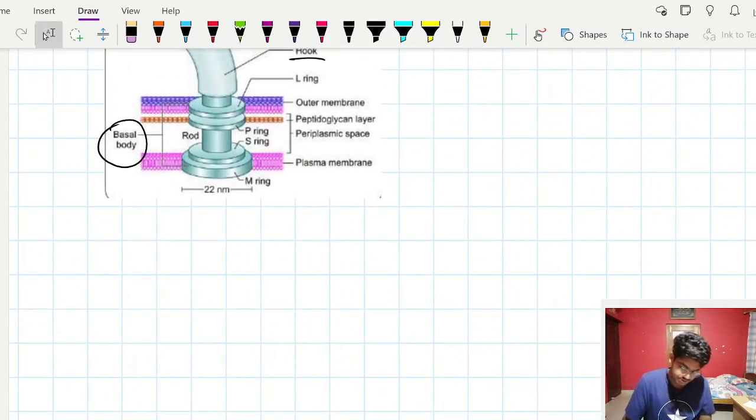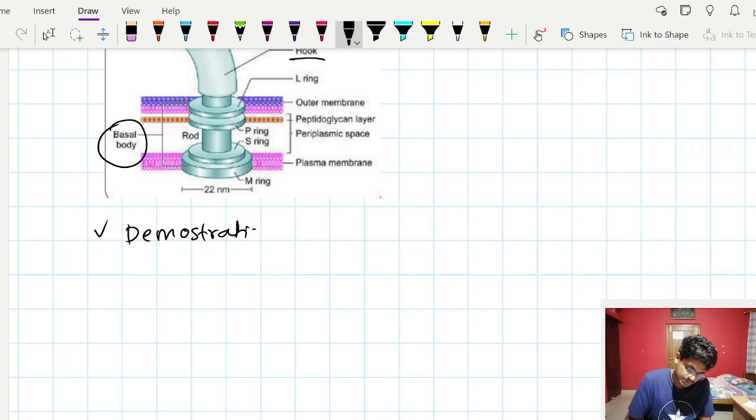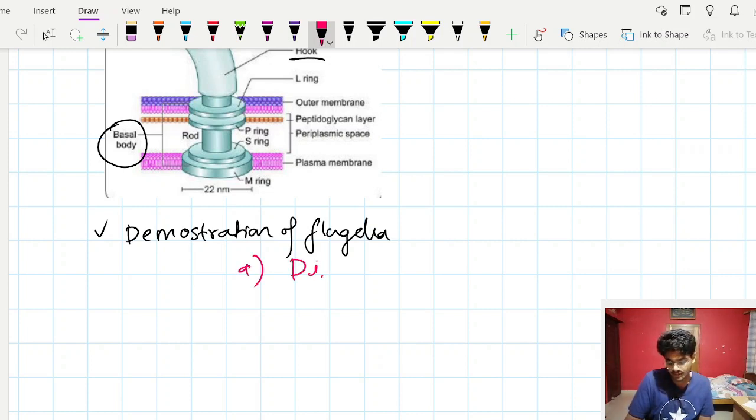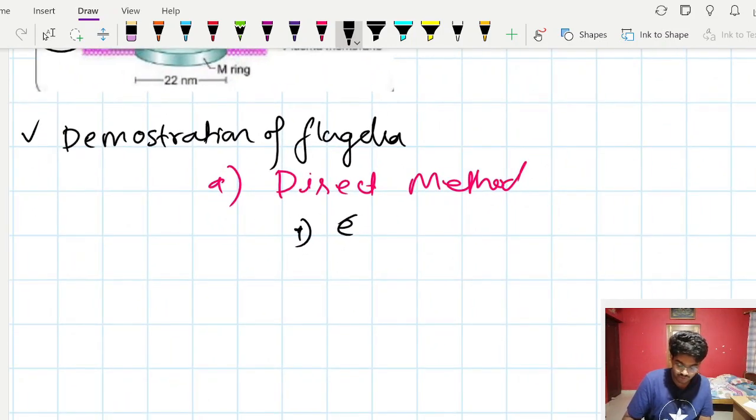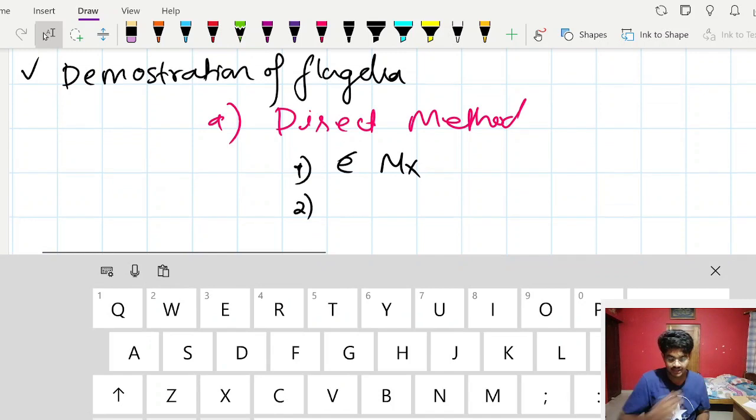Then the next thing we have to talk about is demonstration of flagella. There are two methods of demonstration: one is the direct method and another one is the indirect method. In the direct method, obviously we have the electron microscope, because electron microscopy will show the exact shape and image of flagella. Then the second one is the flagella staining technique.